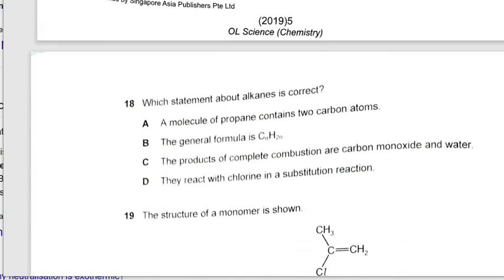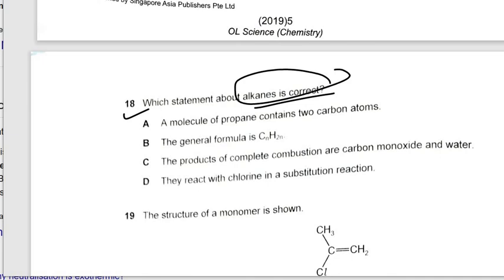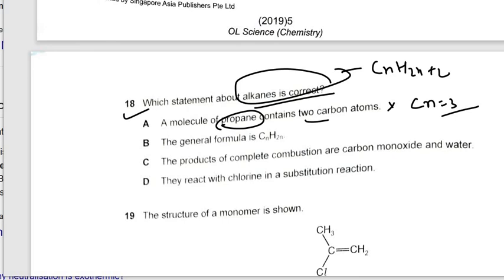Now question number 18, which statement about the alkane is correct? What is the formula of alkane? CnH2n+2. So if you look at which is the correct option, they are asking you a molecule of propane contains 2 carbon atoms. Not correct. Propane means carbon number 3. So what is the formula? Just write it down in the comment box. The general formula being CnH2n is also not correct. The property of complete combustion giving carbon monoxide is not correct, because you will get CO2. They will react with chlorine in a substitution reaction. So this is correct, because alkane will show you substitution reaction.